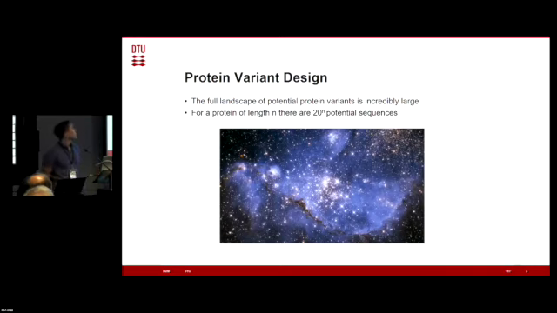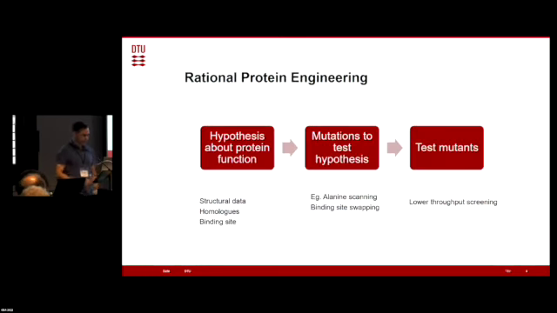Okay, so the problem of protein engineering is that the landscape of potential proteins is unfathomably large. For a protein of length n, there's 20 to the power of n potential variant sequences. So for any reasonably long protein, we start to get into number-of-atoms-in-the-universe type numbers. So it is completely unfeasible to search even a tiny fraction of the potential options. So you need a more targeted approach to do any kind of protein engineering where you're trying to improve the function of a protein.